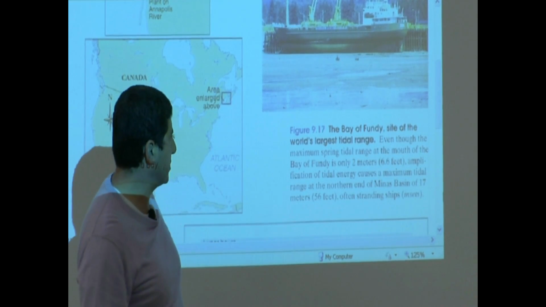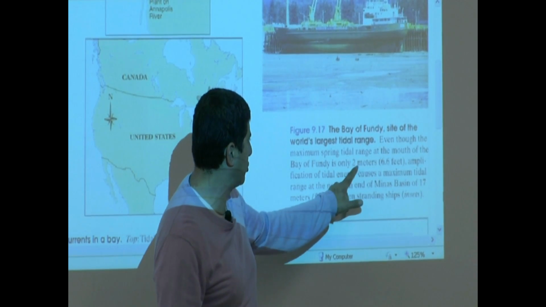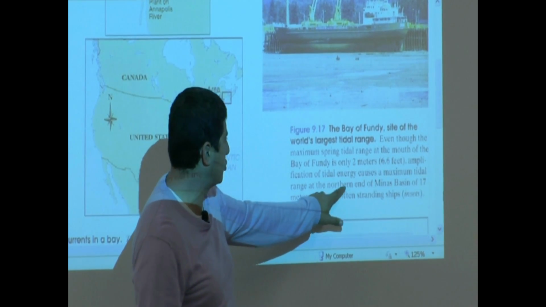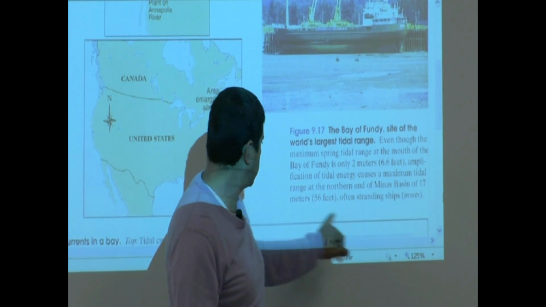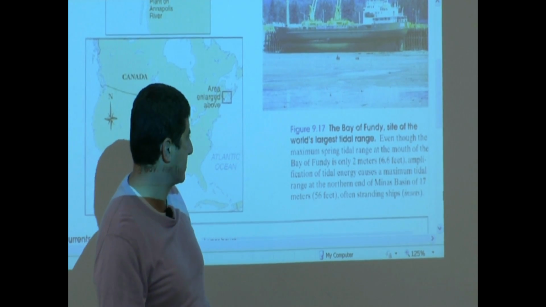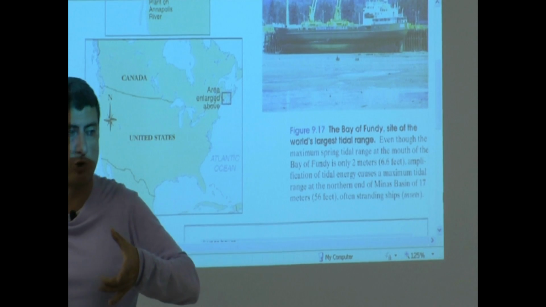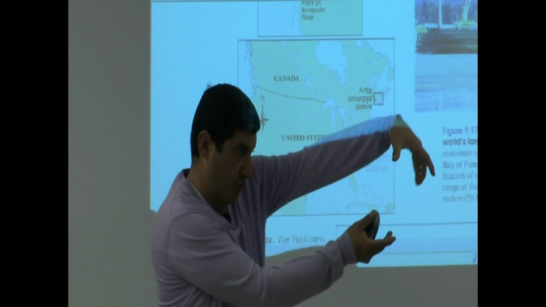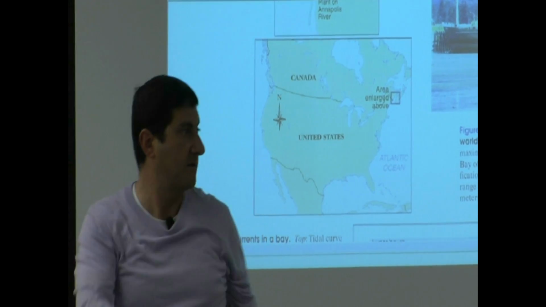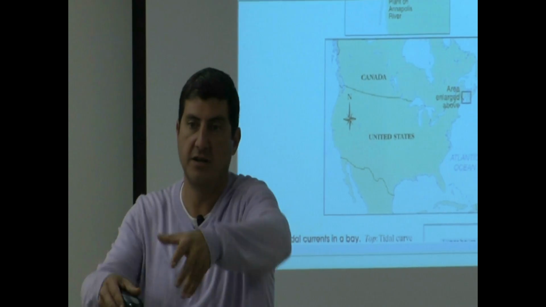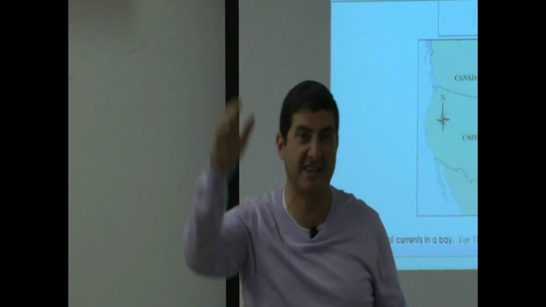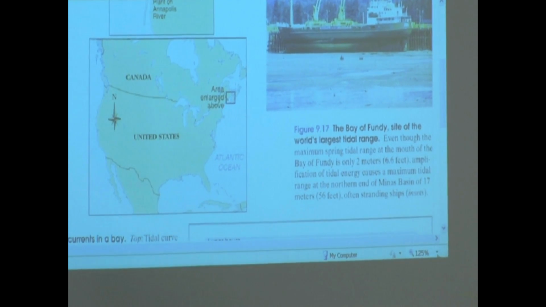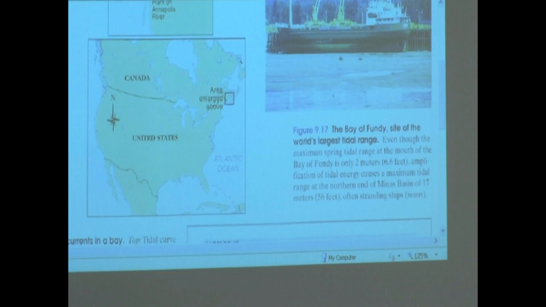Even though the maximum spring tidal range at the mouth of the Bay of Fundy is only 2 meters, amplification of tidal energy causes a maximum tidal range at the northern end of the Minas Basin of 17 meters. So at the mouth of the bay, it's only a 2 meter difference between high and low tide. But by the time you get to the end where the ship is, that energy starts accumulating, and you get a difference of 17 meters between high and low tide. So often ships are stranded. Okay, so that's a really, really extreme case.